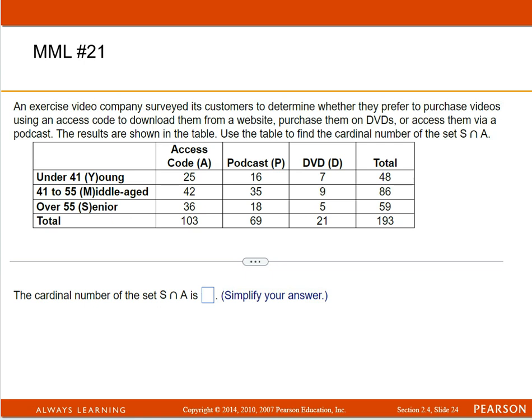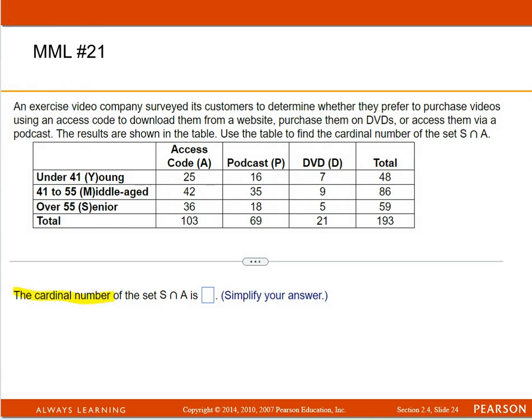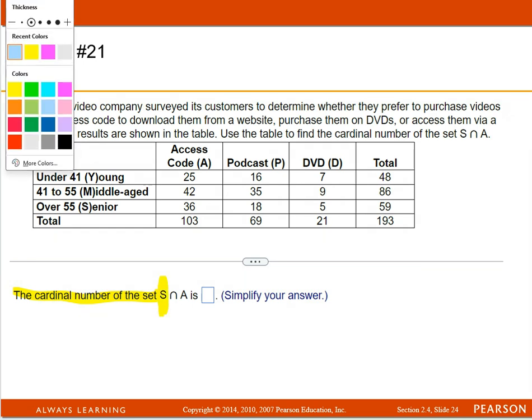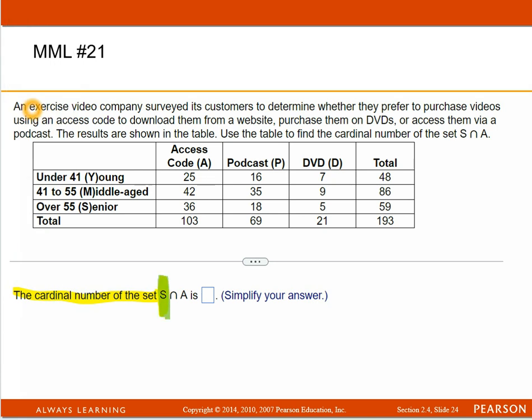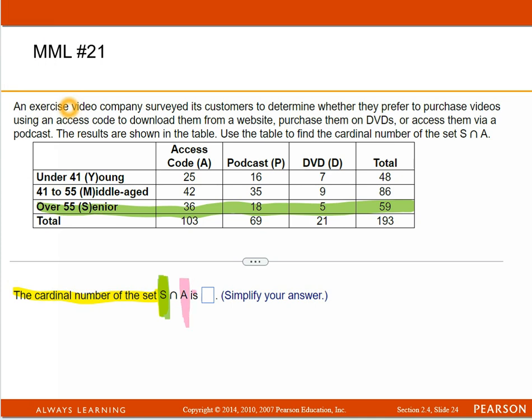The question is the cardinal number of the set S, which is seniors. That's where I'd be located. Intersected with A. And A is access codes.